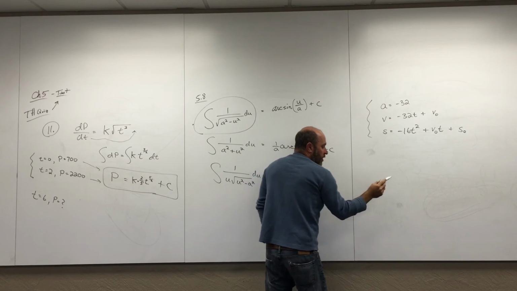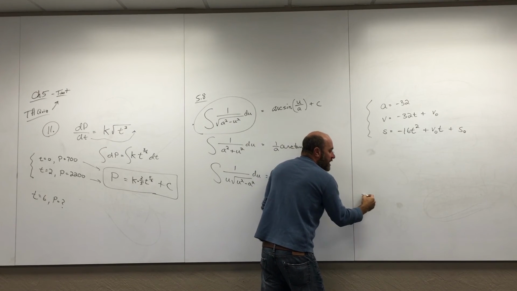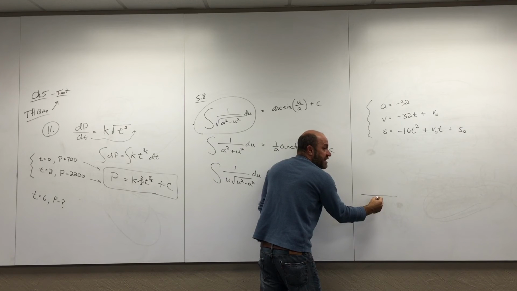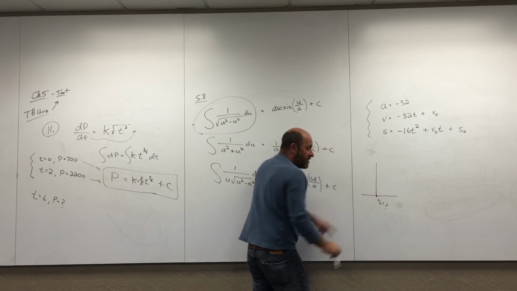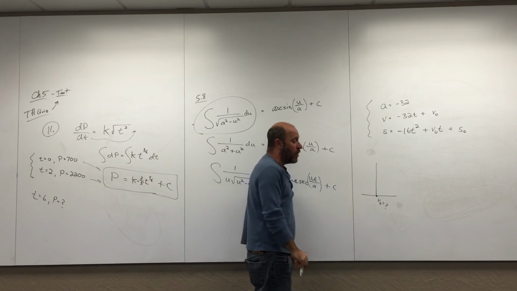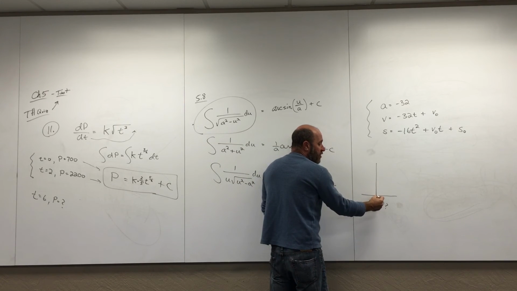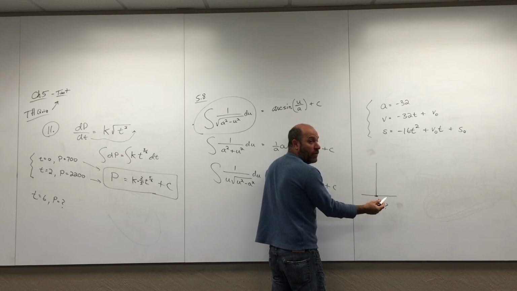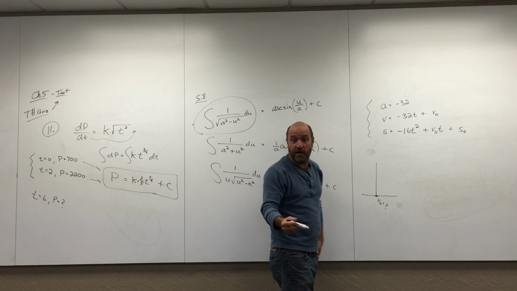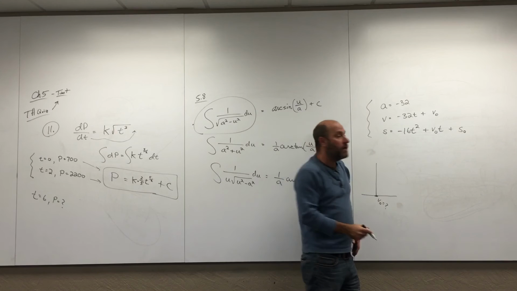Now on your, hang on. On your quiz the other day, it said you threw this thing up from ground level. We didn't know the initial velocity. That's what we're asking for, but we said it started at ground level. So 0. So s naught is 0. So this is 0.